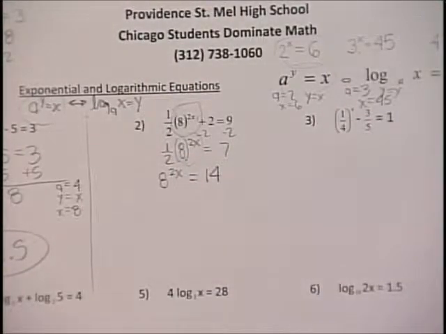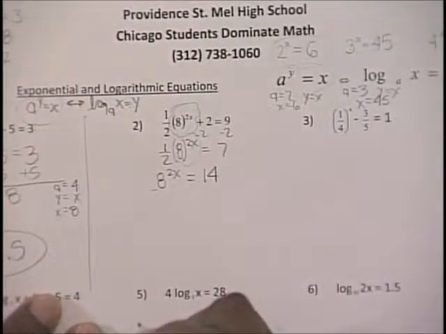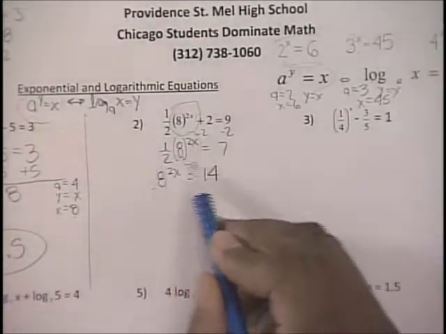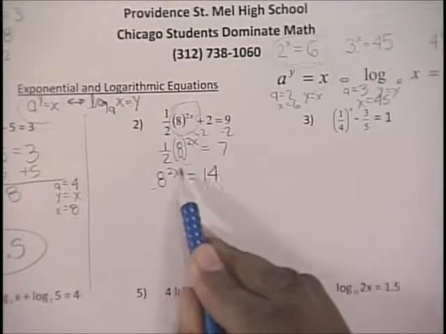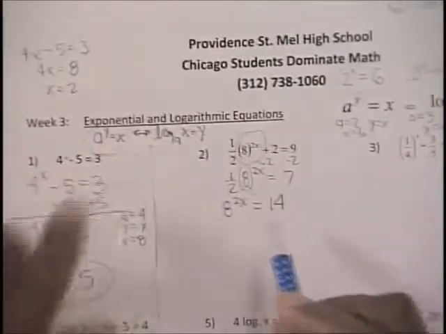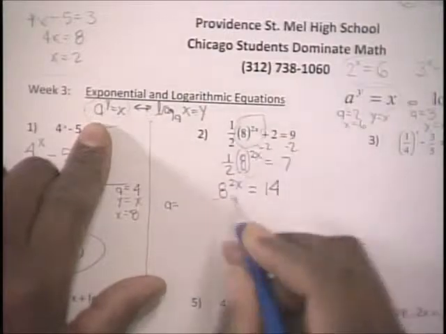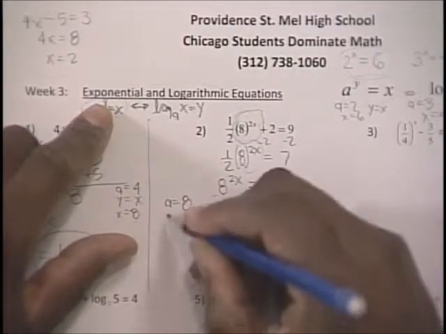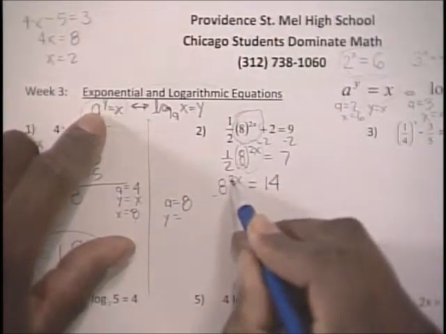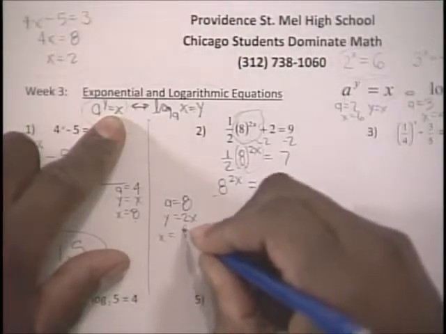All right? This is not an Algebra 1 problem. Do not divide 8 on both sides. That is very, very, very wrong. This is an Algebra 2 problem where the only way to solve this exponential equation, and when I say exponential equation, I mean the variable is in the exponent, the only way you're going to do it is to understand this relationship. So for our problem, A, I hope you see it, is 8. And for our problem, Y is 2x. And for our problem, X is 14.